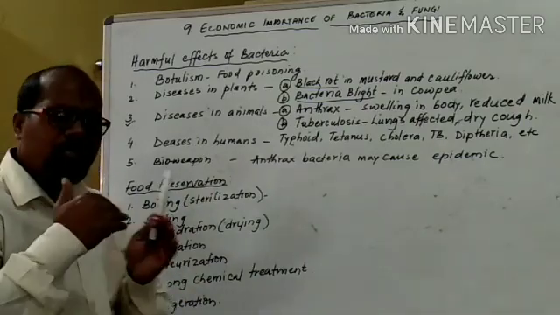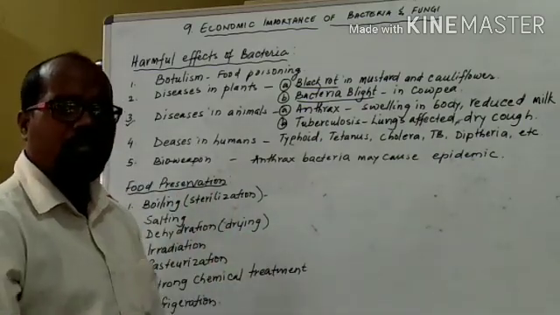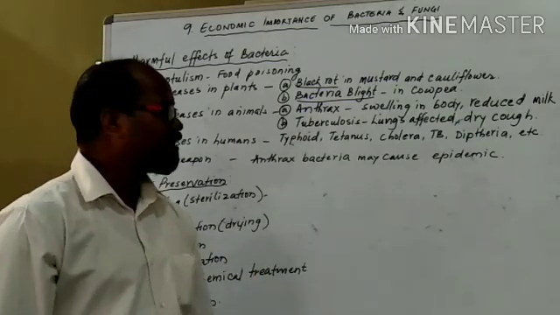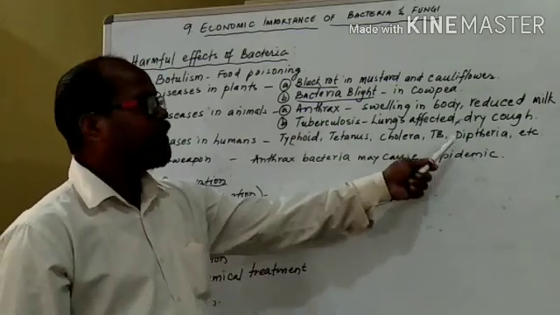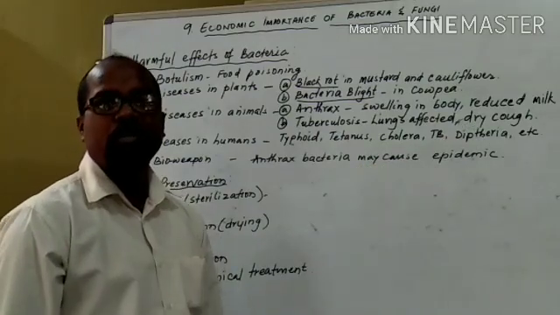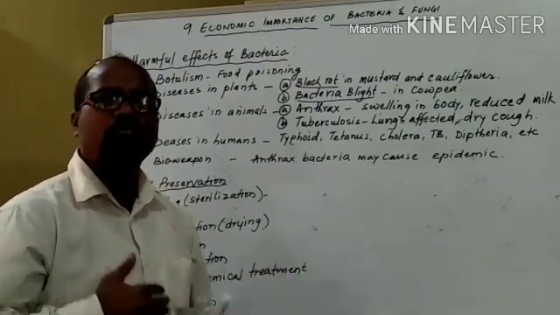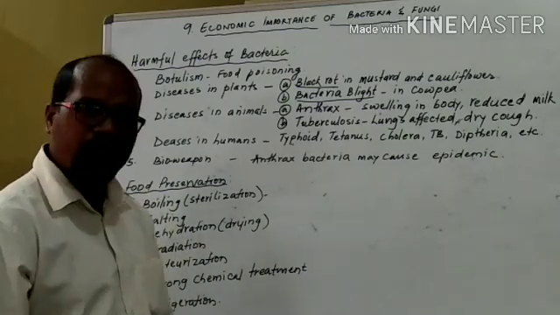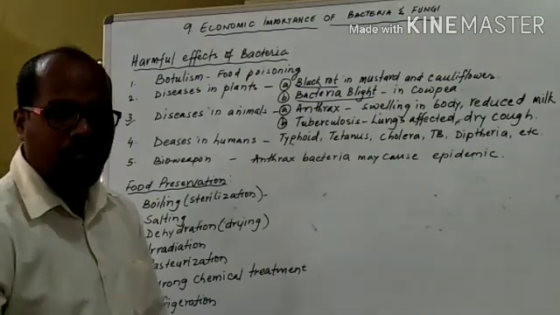There are so many diseases that are caused by bacteria in humans. We have typhoid, tetanus, cholera, TB, diphtheria, pneumonia, and so on and on. So many kinds of diseases caused by bacteria in humans. We suffer from these diseases.